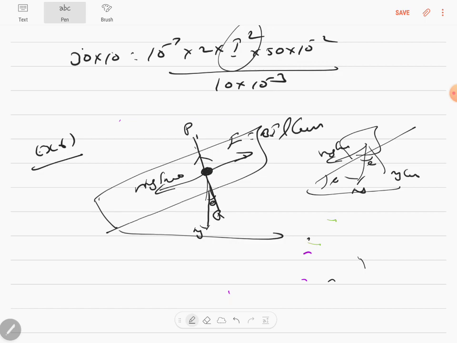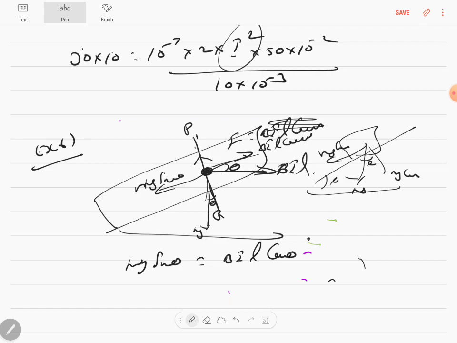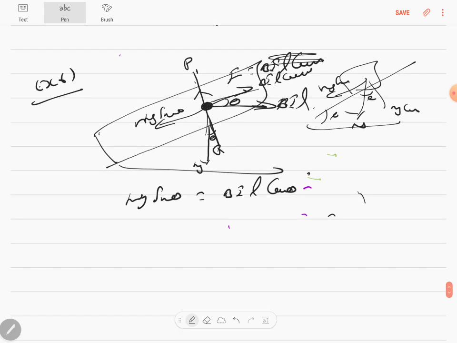This is like a Z and that is like a Y, and so along the X direction is your BIL. You have to assume this is theta, so this will be BIL cos theta. Therefore this mg sin theta, which is responsible for rolling down, should be countered by BIL cos theta. Are you clear? So if you want to find I from here, it is mg sin theta by BL cos theta, or mg by BL into tan theta.